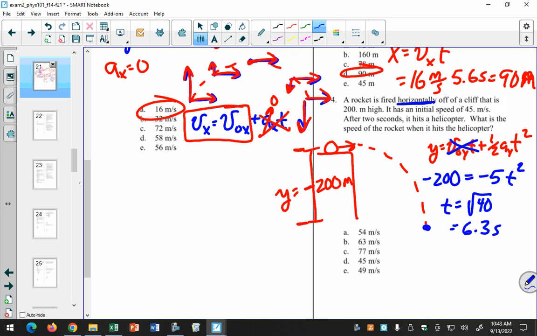Oh, I didn't even read the question, actually. So this question was asking something different. But let's go ahead and finish this because there are other questions like this. So if t is 6.3 seconds, if I want to know the x range, then I would just say x is equal to vx times t.